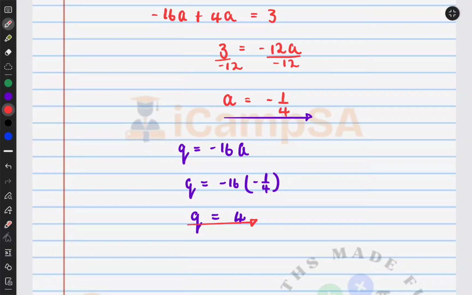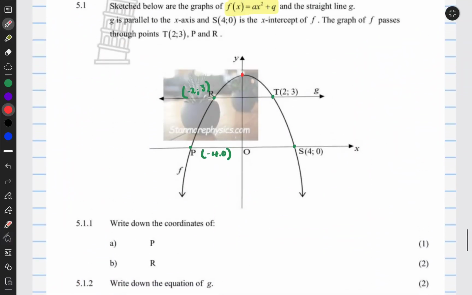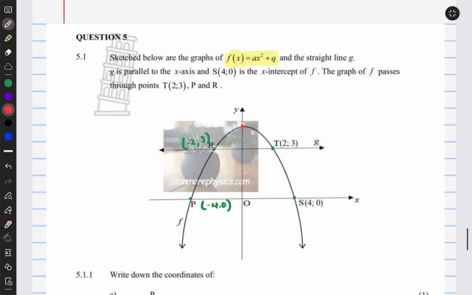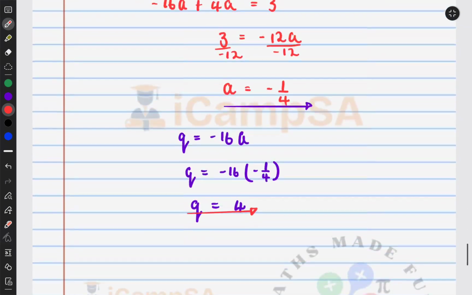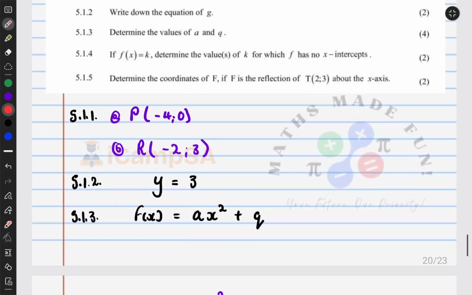What is q? Q is also our turning point. So here the value of q is what? The value of the turning point is what did we find? That q is 4. So it's 0 and 4. Okay.